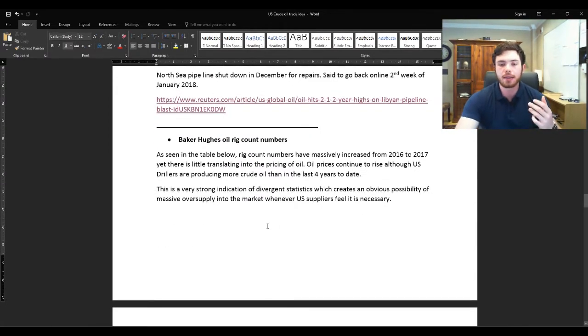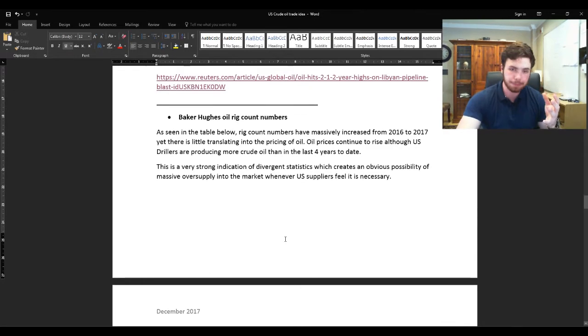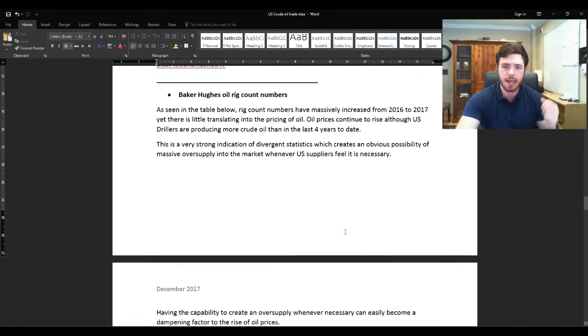So basically, these numbers are coming from 2015 to date, and what I basically said here is, as seen below, oil rig count numbers have massively increased from 2016 to 2017. There's little translating into the pricing of oil. Oil prices continue to rise, although US drillers are producing more oil than in the last 4 years to date. This is a very strong indicator of divergent statistics, which creates an obvious possibility of a massive oversupply in the US market whenever US suppliers feel it is necessary.